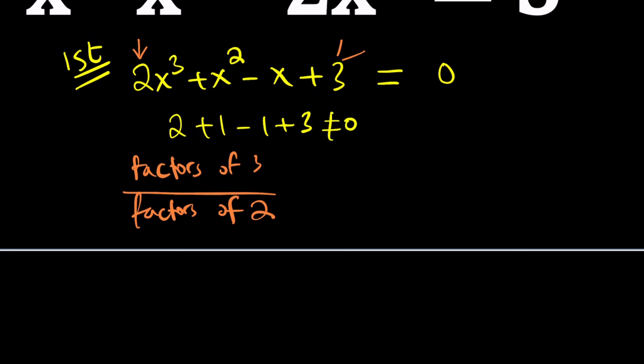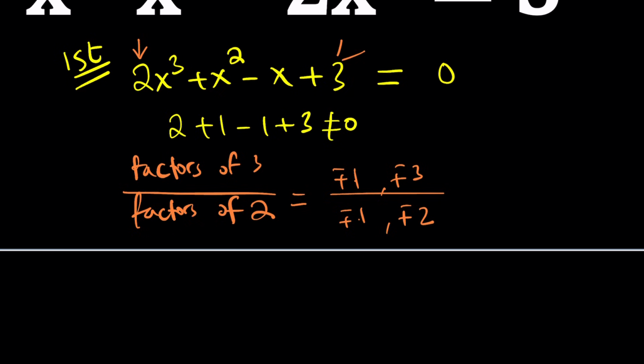If you look at all possible factors of 3, such as plus minus 1, plus minus 3, and then we'll look at all factors of 2, plus minus 1, plus minus 2. And then we kind of take a combination of these, one from the numerator, one from the denominator. For example, if I take 1 and 1, I get 1. 1 and -1, -1 and 1, I get -1. But we know that they're not solutions, so no need to try those again, right?